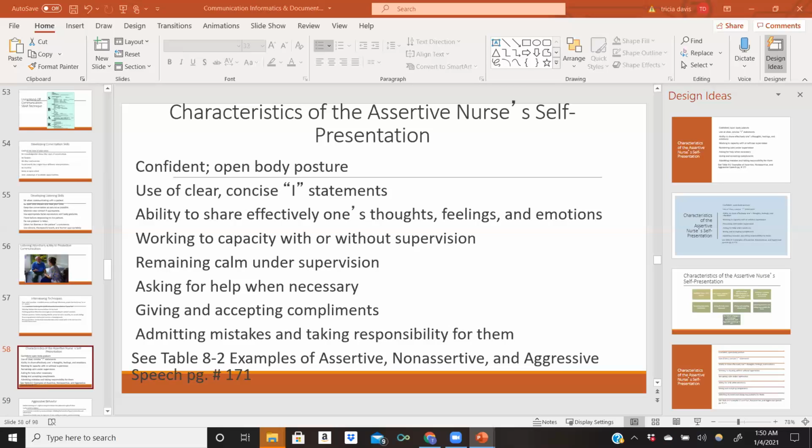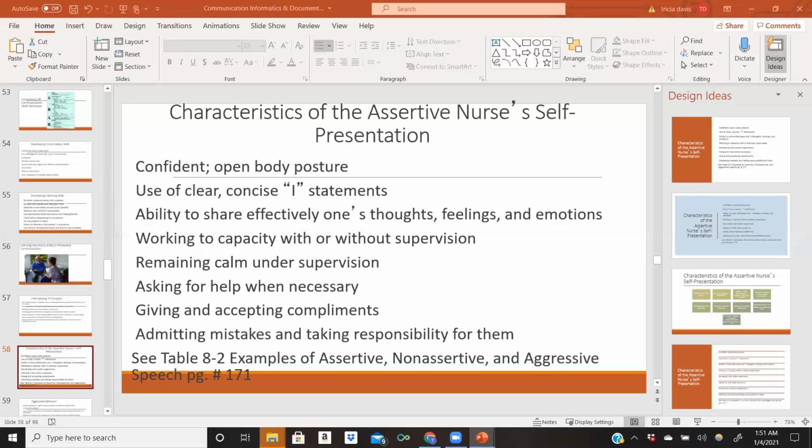The assertive nurse's attitude towards work is always characterized by working to full capacity with or without supervision, the ability to remain calm under the supervision of their supervisors, and the freedom to ask for help when necessary. So they recognize when they're drowning, they're able to work under people, and they don't have a problem asking for help to accomplish things. And they have the ability to give and accept compliments. So they take compliments when they've done something well, and they give compliments to others to build people up.